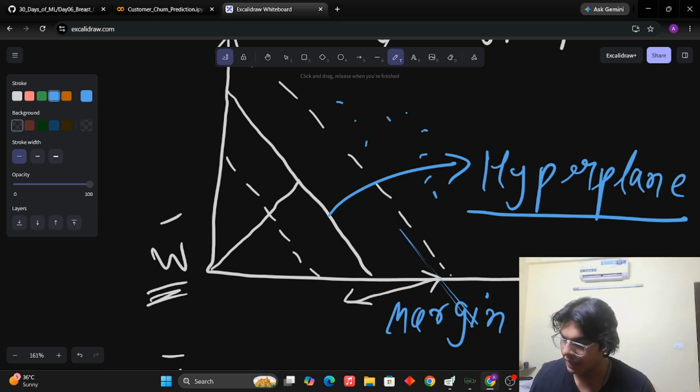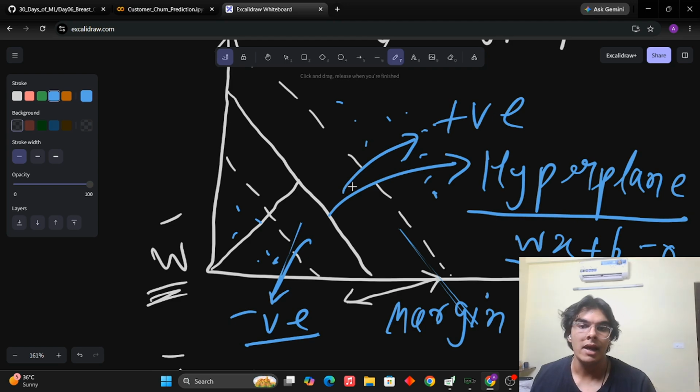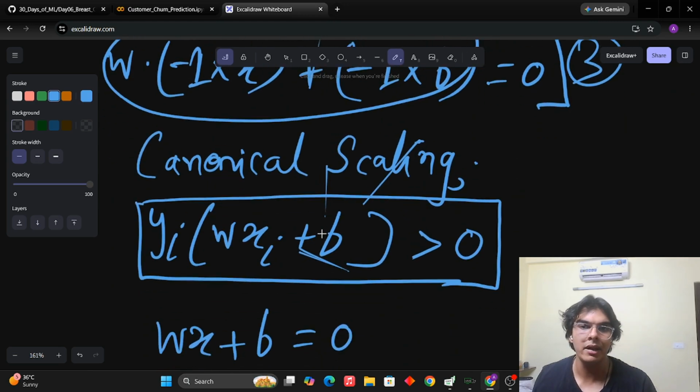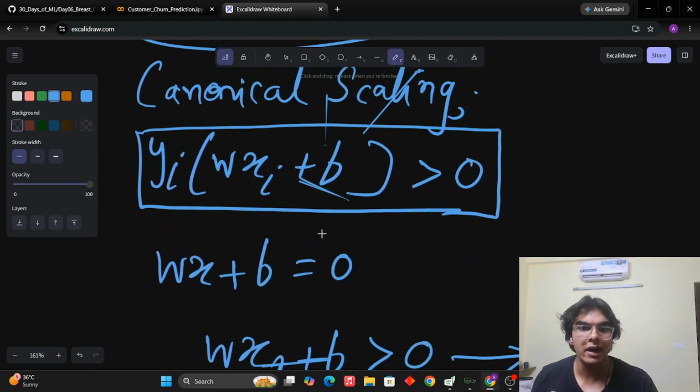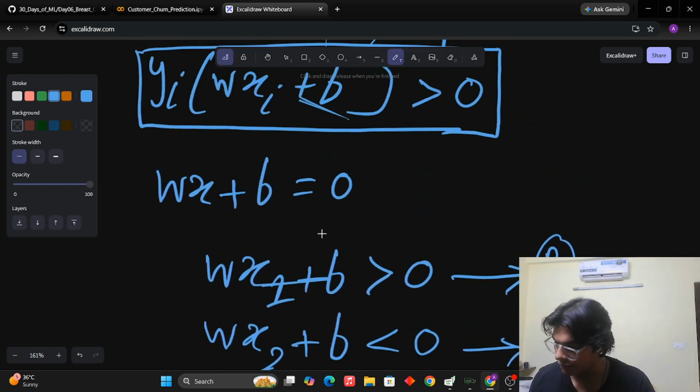This is the hyperplane equation. Here are all the points of the malignant and here are all the points of the benign. Since this equation is wx plus b equals 0, all the points lying above it are going to have a positive value for this, and all the points below are going to have a negative value for this equation right here. What we are saying is that rather than arbitrarily increasing the value of this hyperplane, we want a definite value. What is that definite value? You just combine the output with the original equation, because we have got yi here. See, you can look at yi.